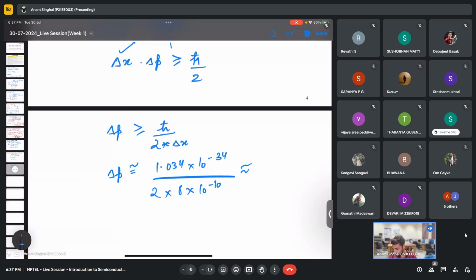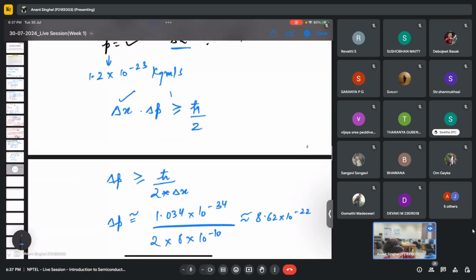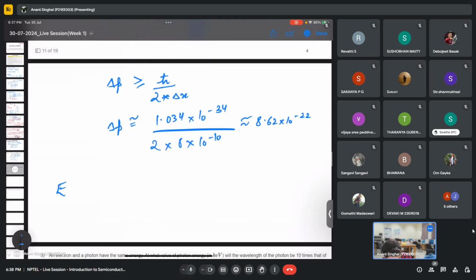So not sure about the value. Can anyone calculate it quickly and let me know? Sir, it is 8.62 × 10^-22. Okay, so I'm assuming this is correct. So what we need to find is the uncertainty in energy. Energy, we all know, is nothing but momentum square by twice the mass.